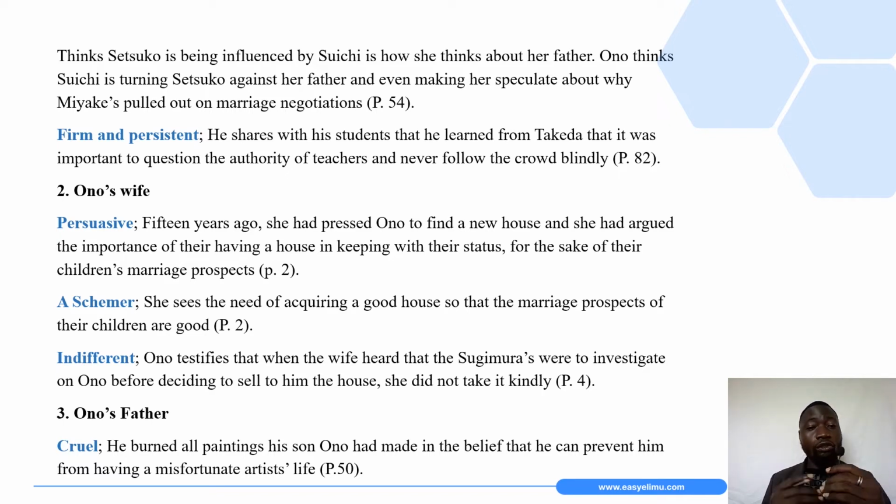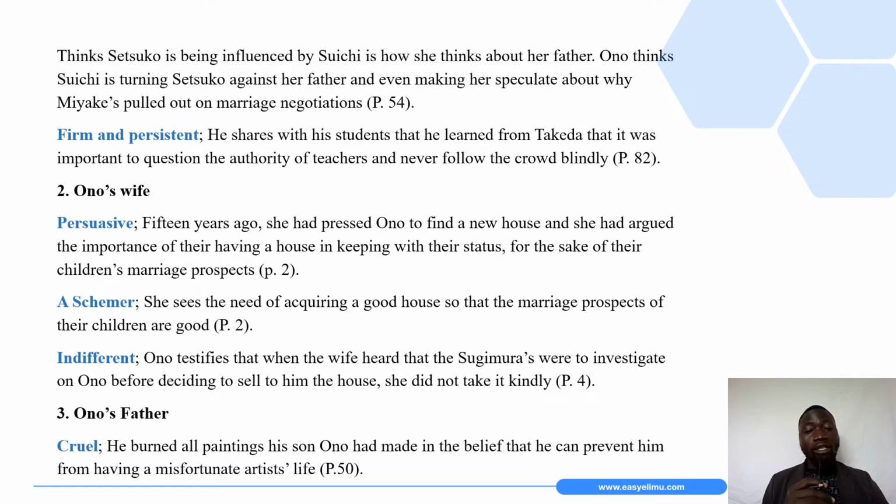Ono is also firm and persistent. We are told that he shares with his students that he learned from Takeda that it was important to question the authority of teachers and never follow the crowd blindly.